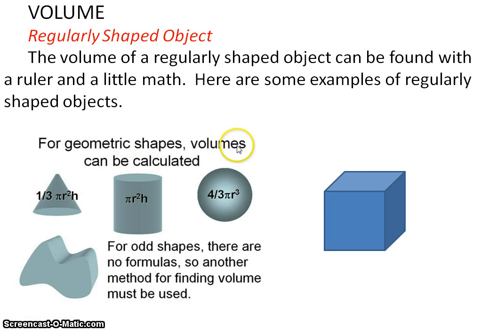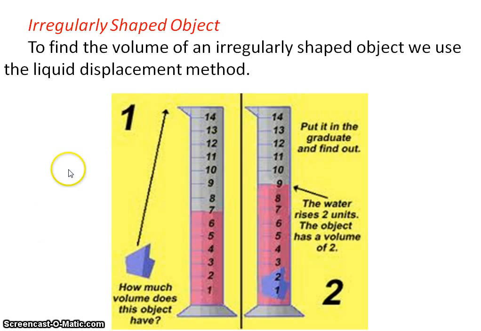If we have something that's not a regular shape, it is called an irregular shape. And we have to have another method for finding this. And so we have our liquid displacement method. In the liquid displacement method, we use a graduated cylinder and we fill it up with water. We put the object in, we see how far up it goes, and that's the volume of whatever you put in the water.